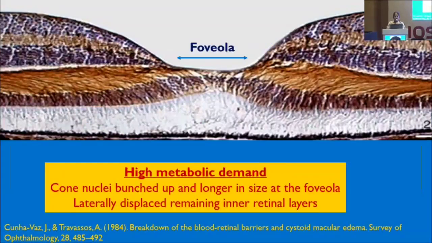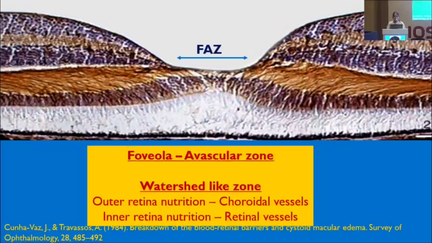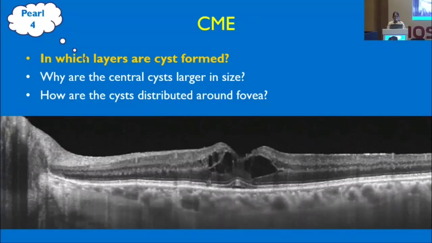So I will explain this, why there is high metabolic demand. Now, the cone nuclei, they are bunched up and longer in size at the foveola, so they have more demand, and then it leads to more of metabolite functions, and the other retinal layers, they are laterally displaced. The other reason is that foveola itself is avascular, while there is the watershed zone, outer retinal nutrition and the inner retinal nutrition is dependent upon the choroidal and the retinal vasculature respectively.